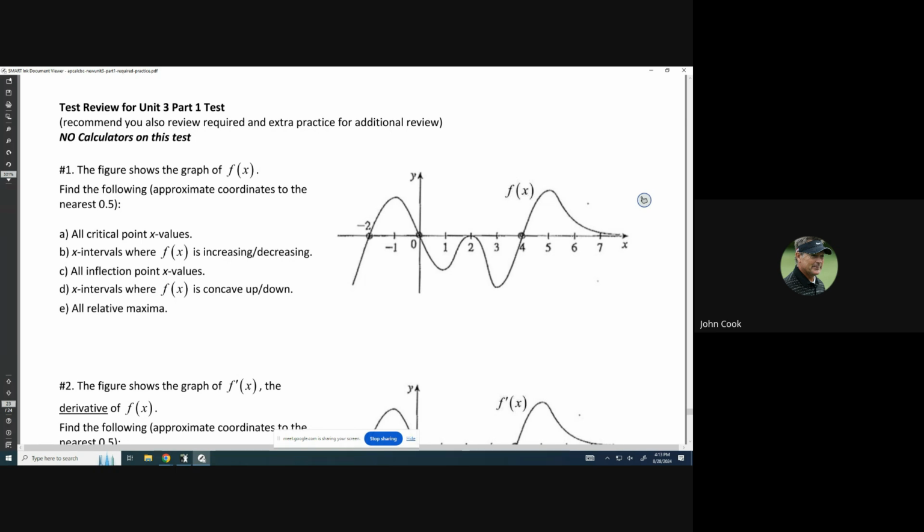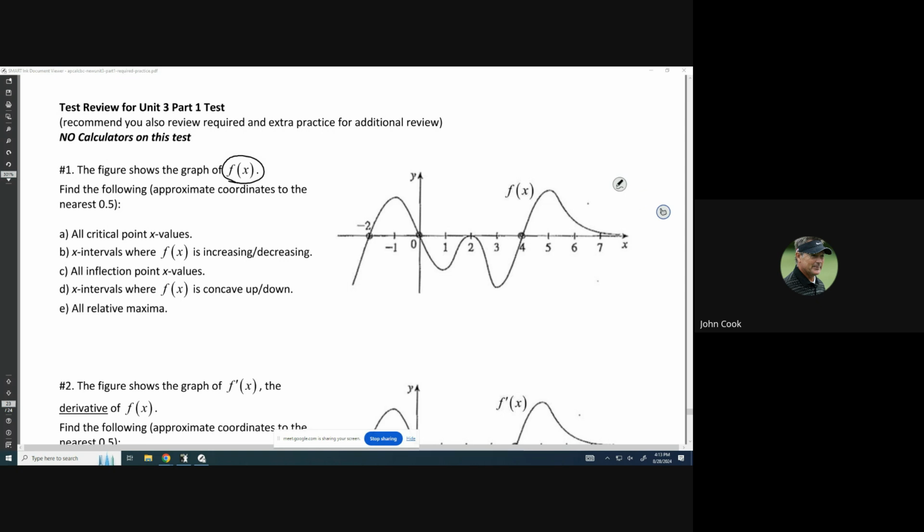We're not allowed to use a calculator, so let's see what we can answer without the use of our handy-dandy calculator. It says that the figure on the right shows the graph of the function f of x. Find the following and then approximate the coordinates to the nearest half.